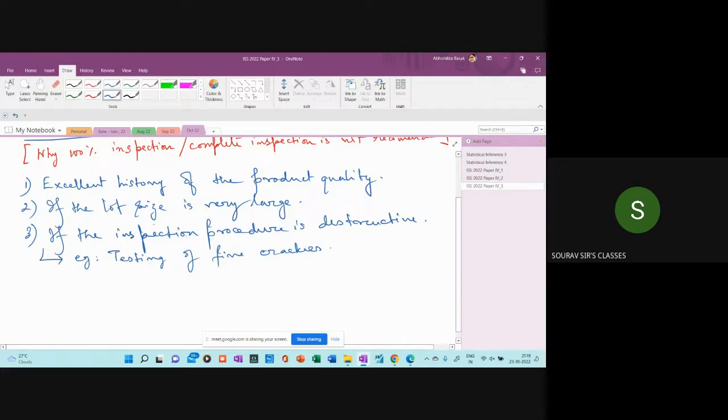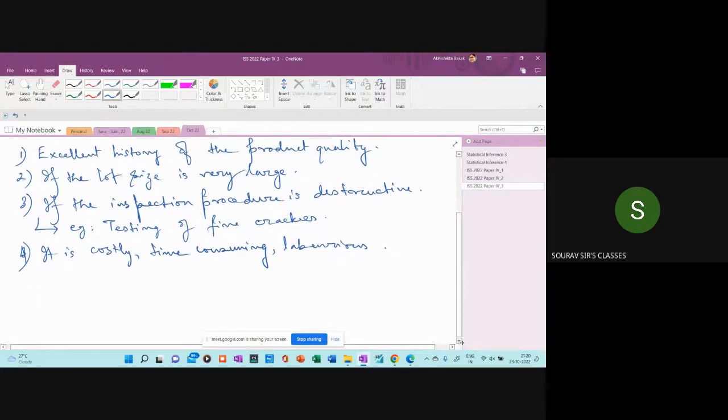And 100% complete enumeration is not recommended because it is costly, time consuming, and also laborious. You can write that it takes cost in terms of time and manpower as well. And last but not the least, the inspection error will be quite high for complete inspection.